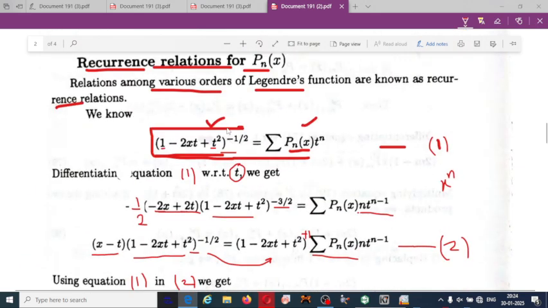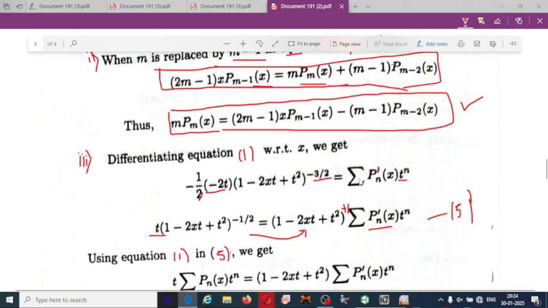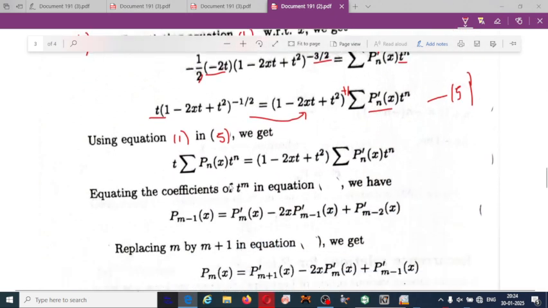The generating function, this one: 1 and 5. So we can write like this. This term is replaced by the summation of Pn of x t to the power n in equation 5, that is t into summation Pn of x t to the power n, and keep the RHS side as it is.